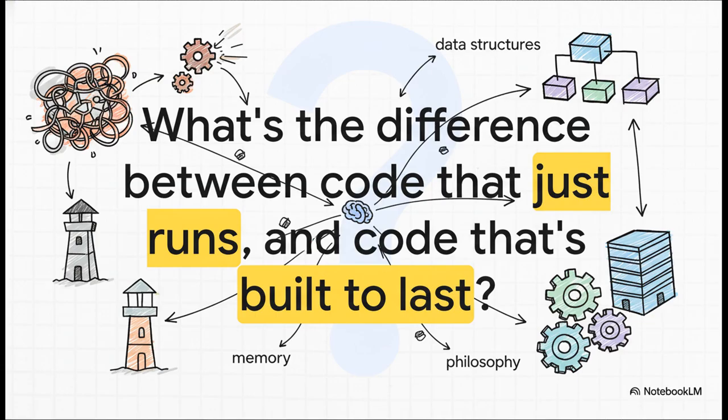So we've gone all the way from the basic rules of syntax up to complex objects, and it all leads to this final question. What's the real difference between code that just works and code that's truly built to last? Well, the difference is understanding these fundamental building blocks, how you structure data, where it lives in memory, and the philosophy you use to attack the problem in the first place. It's all about building with intention.